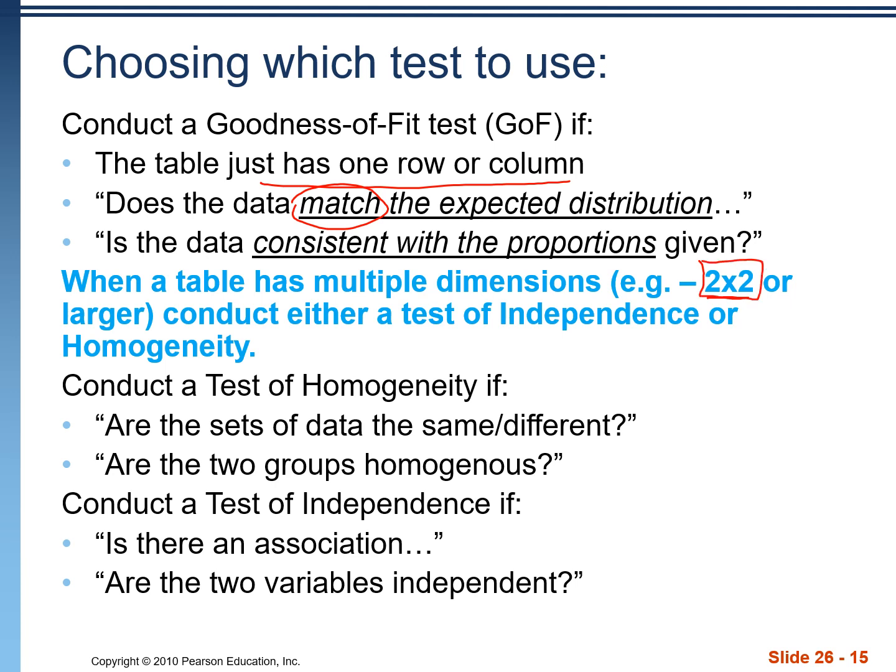We're going to do a test of homogeneity if it says something like, are the sets of data the same versus different? Remember, that prefix means the same. Are the 2 groups homogeneous? Okay, link these words together. So if you see one, we know it's a test of homogeneity. We'll do a test of independence if it asks, is there an association between these 2 variables? Or if it straight up asks, are the 2 variables independent?